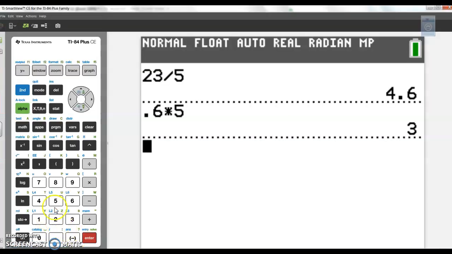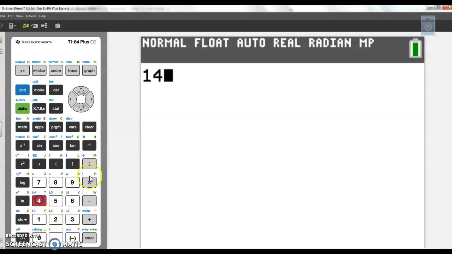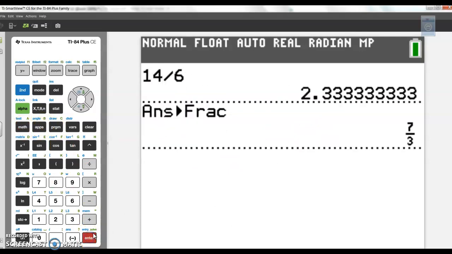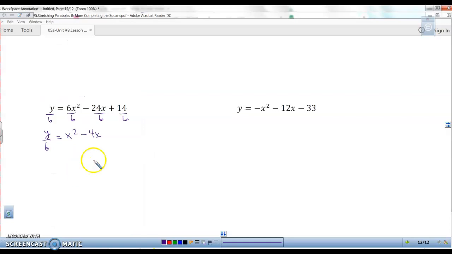14 divided by 6, if I do that in my calculator, is a repeating decimal, so I have to make that a fraction. Math, enter, enter, is 7 over 3. Okay, so plus 7 over 3. We'll have to just play with the fractions. All right, so we have to move the 7/3 to the other side because that's the c term. So we're going to minus 7/3 here and minus 7/3 here. So that gives me y over 6 minus 7/3 is equal to x squared minus 4x.